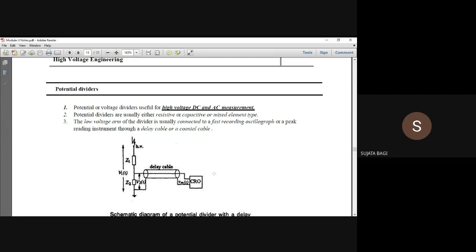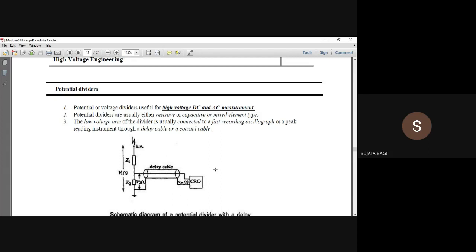In HVDC, we went through the electrostatic voltmeter and the generating voltmeter. Different methods in AC also, and we went through the Chubb-Fortescue method and also sphere gaps and all. So today I'll go for high voltage DC and AC measurement, that too impulses.